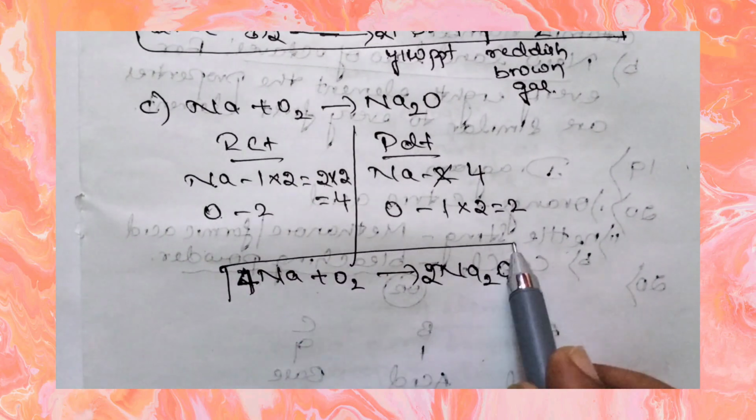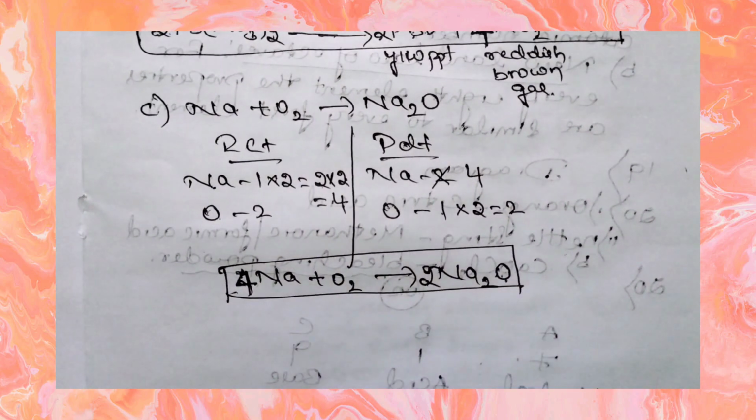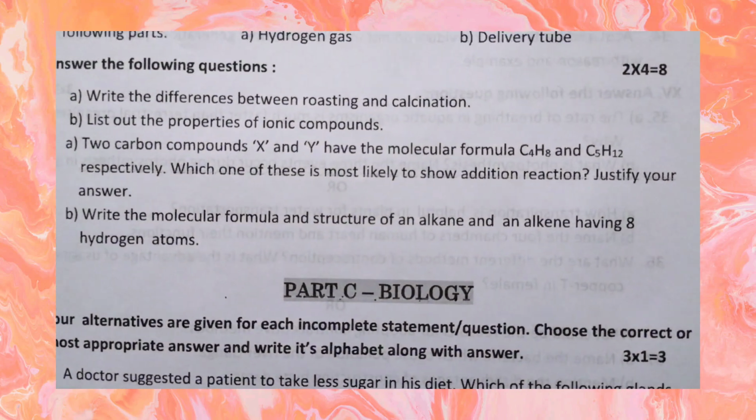So what is the balanced equation? The balanced equation is 4Na plus O2 give rise to 2Na2O. 4Na plus O2 give rise to 2Na2O. So this is the balanced equation. Now let us move to the 22nd question.